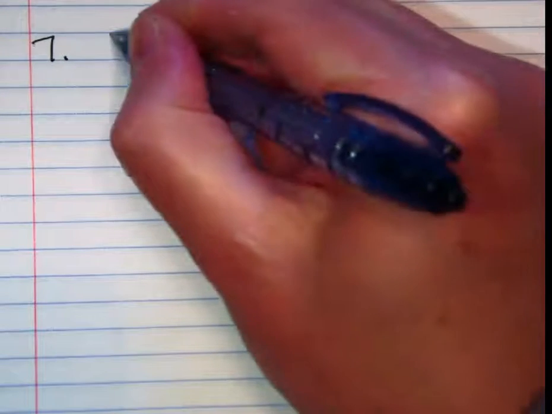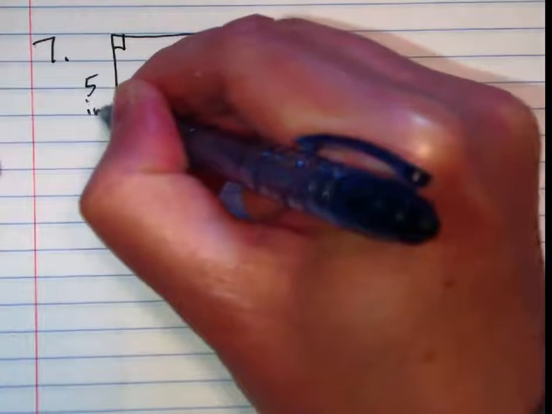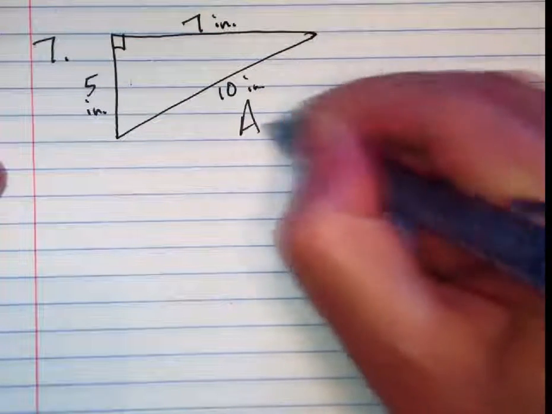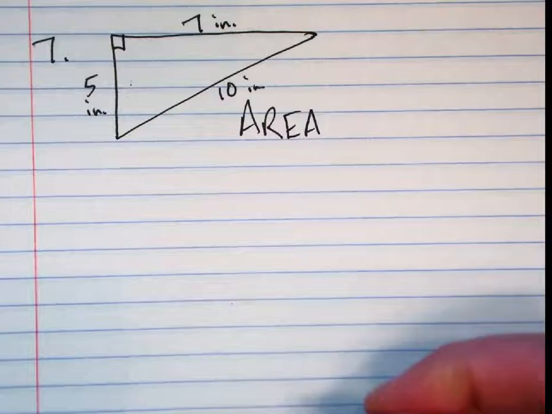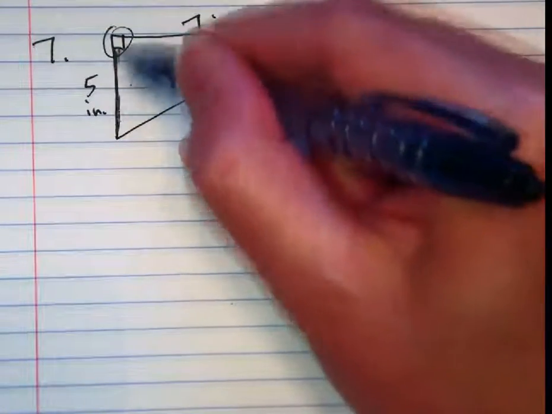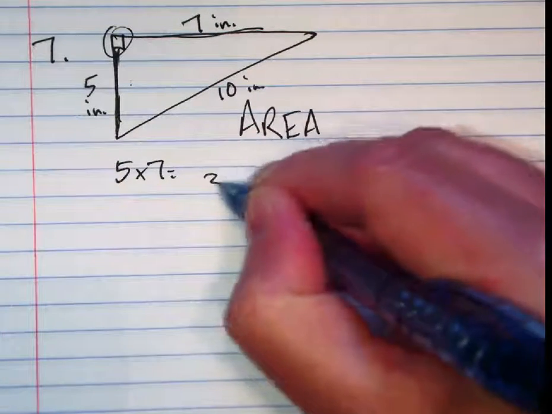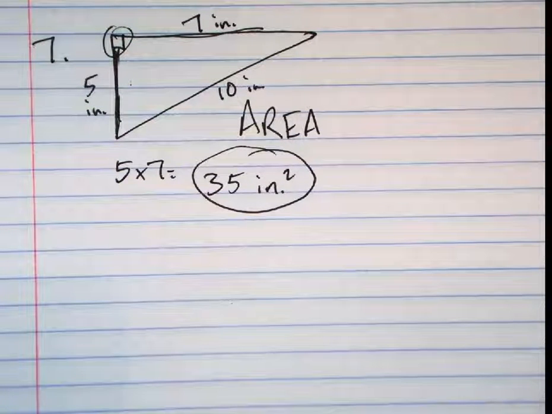Moving on. Number 7 is geometry. I will draw a triangle for you. Here's my triangle. And I'll put some numbers in. 5 inches, 7 inches. We'll call this one 10 inches. And of course I want to find the area because that's what we do most of the time. So how do I find the area of this triangle? Here's my right angle. So I'm going to multiply the 5 and the 7. 5 times 7 is 35 inches squared. And that is number 7.